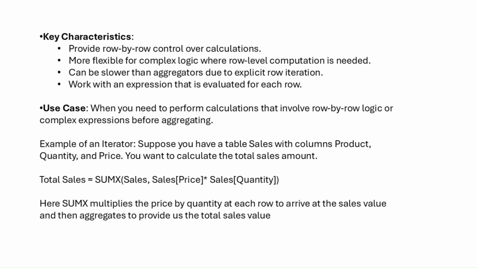Example of an iterator. Suppose you have a table Sales with columns Product, Quantity, and Price. You want to calculate the total sales amount. Total Sales equals SUMX(Sales, Sales[Price] * Sales[Quantity]). Here, SUMX multiplies the price by quantity at each row to arrive at the sales value, and then aggregates to provide us the total sales value.